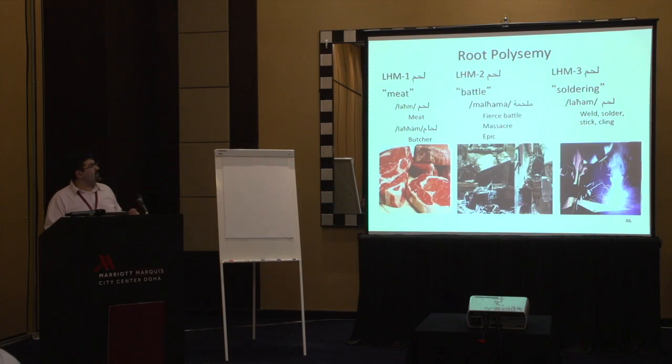Another example of this is what's called root polysemy, where you have one root, but now there are many different meanings or shades of meanings of the root. So the LHM root has to do with meat. So you get butcher and meat, and it has to do with battle, like a massacre, epic, etc. And also soldering, when you solder metal to metal. And you'd have to be quite imaginative to find a way of connecting all three together.